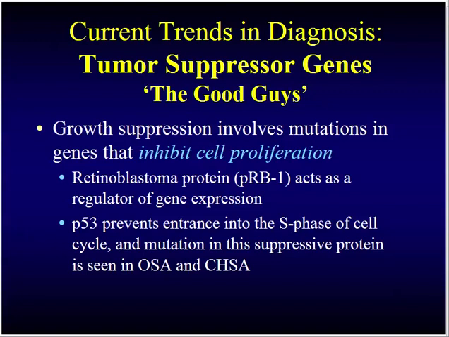So we'll talk about suppressor genes and oncogenes. Suppressor genes are the good guys. These inhibit cell proliferation. Growth suppression involves mutations in genes that inhibit cell proliferation. There are two that have been studied pretty extensively, and one of these two, if they ask you about a suppressor gene, is going to show up. That's the retinoblastoma gene, which acts as a regulator of gene expression, and the other is P53, which prevents entrance into the S phase of the cell cycle. So when you lose that, you lose control, and it's pretty common in osteosarcoma and chondrosarcomas.